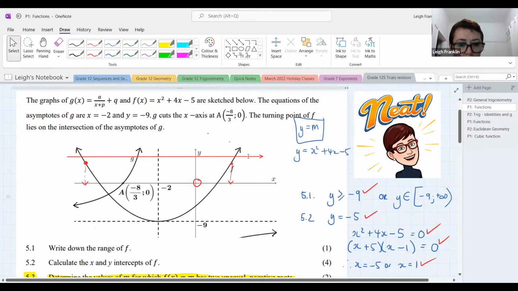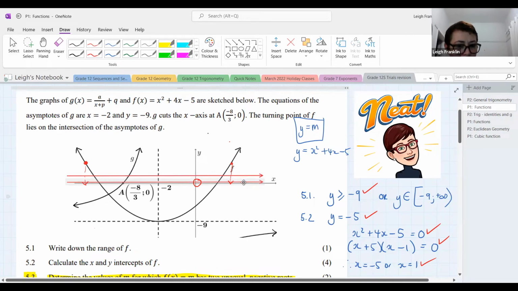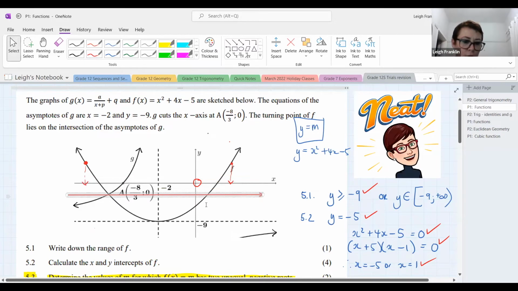So I'm going to grab hold of my line and I'm going to move it down. Now when I'm over here, I've still got one negative root and one positive root. So I'm going to keep moving it down. When it now sits on the x-axis, I've still got one negative root and one positive root. Over here at this stage, I've still got a negative root and a positive root. So I'm going to move it down just a little bit more.